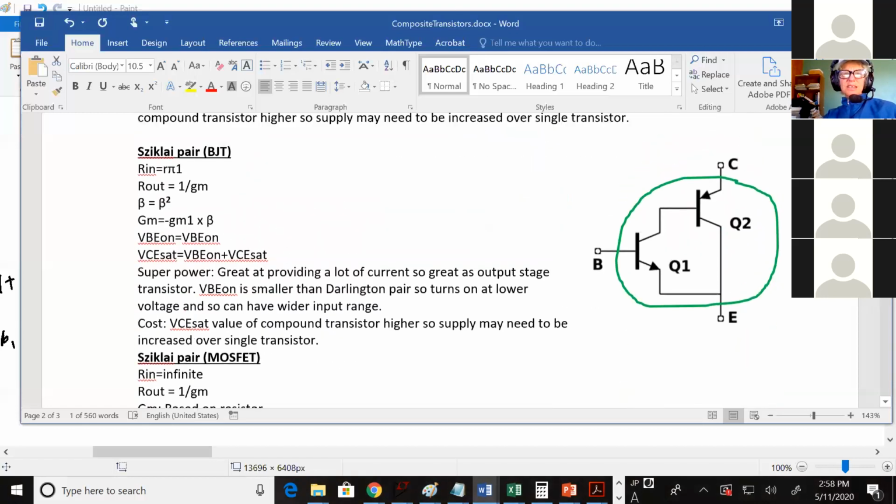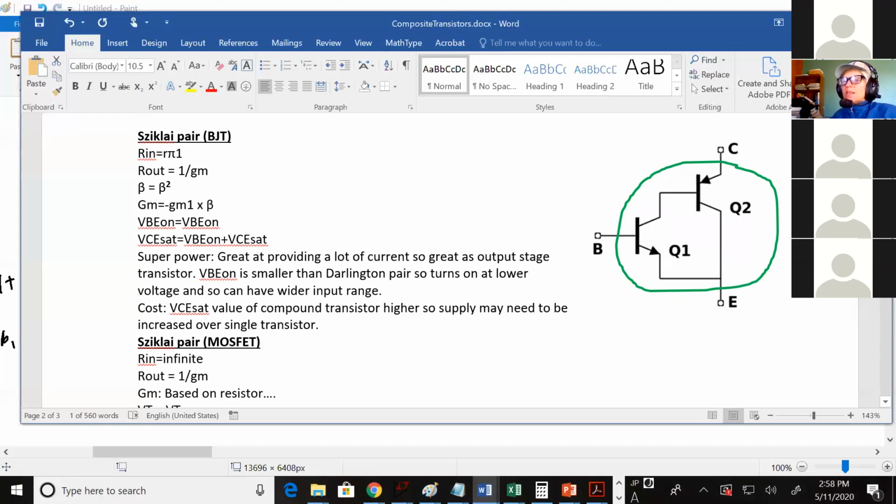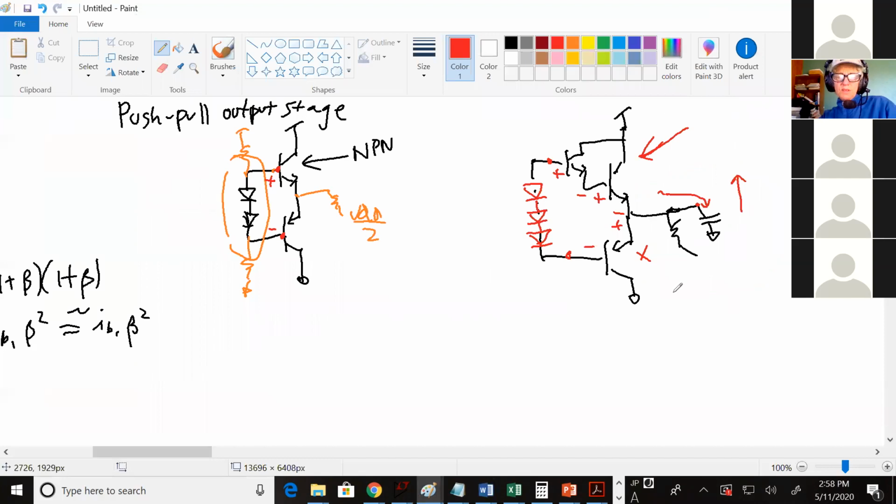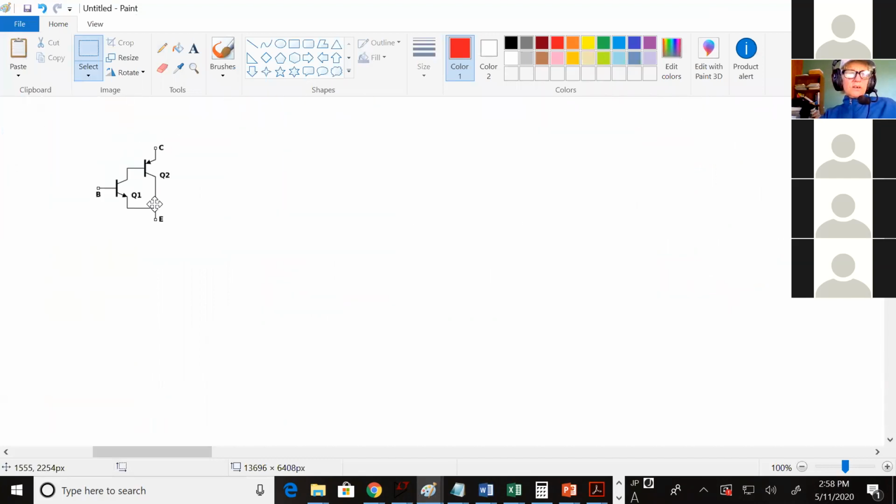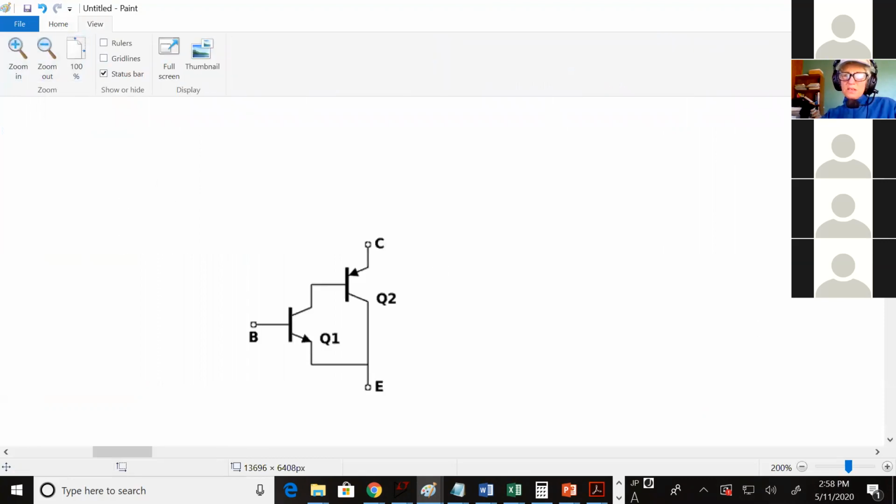So, last circuit. Sziklai pair. This is the NPN version. This also, I'll just go through how the current works here. Current wise, it works the same way as a Darlington pair. Except, remember Darlington pair, what was the base emitter voltage you needed to turn it on for Darlington pair? 2 VB on. 2 VB on. What about this one? What's the base emitter voltage you need here to turn it on? 1 VB on. 1 VB on. So that's the advantage of the Sziklai pair.